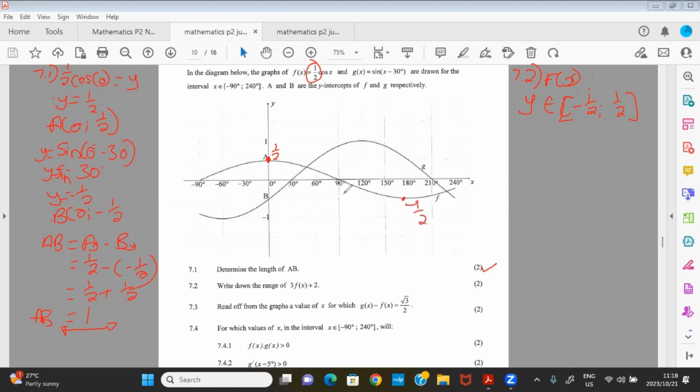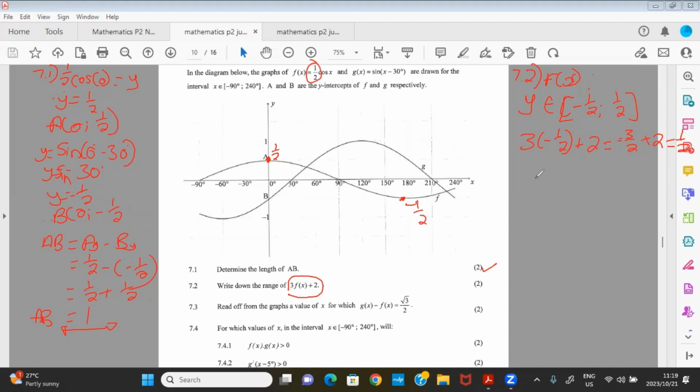Now they are making a change. Let's start with my lowest value. My lowest value is changing: it's going to be 3 times minus half, and then plus 2. Whatever that is, that's my new value. I'll have minus 3 over 2 and then plus 2. What is that? That's a half. Please check that for me, but I think that's a half. Okay?